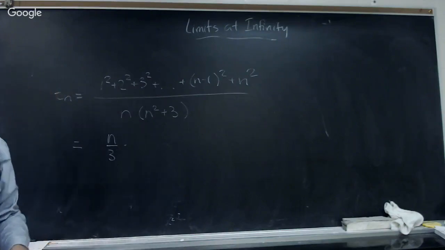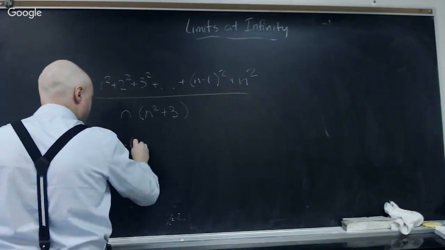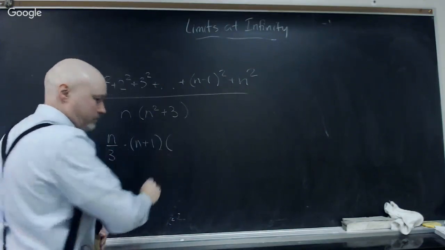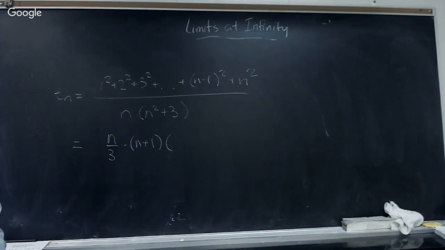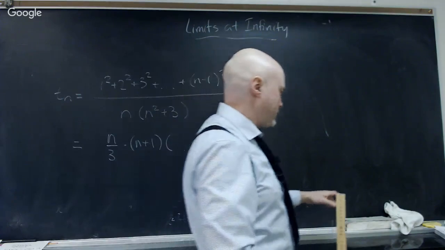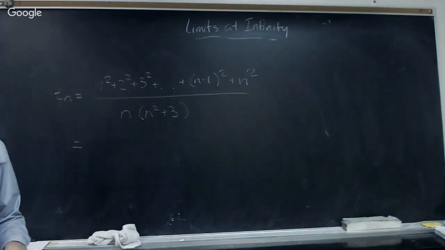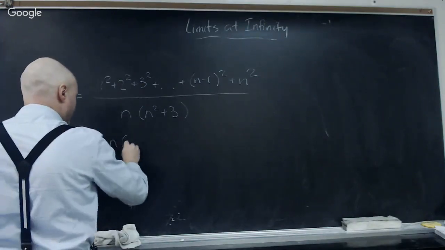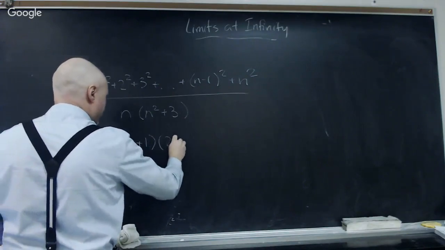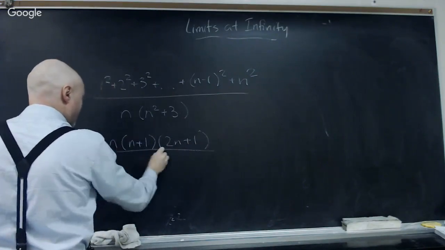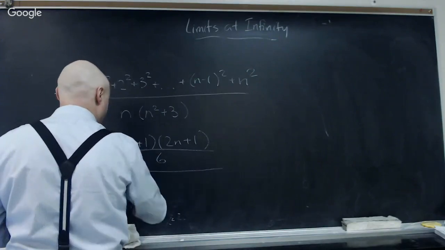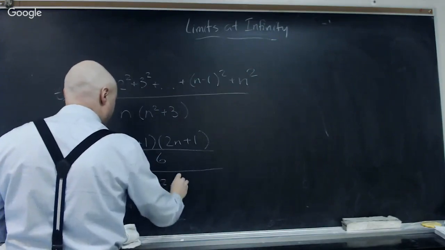times n, oh, sorry, did I say n over 3? Yeah, n plus 1, times n plus 2n plus 1. Okay. We could put it all over 6. Yeah, okay. Let's do that. That's a little bit easier. So an easier version is n times n plus 1 times 2n plus 1. And that's all over 6. And that's being divided by n squared plus 3.